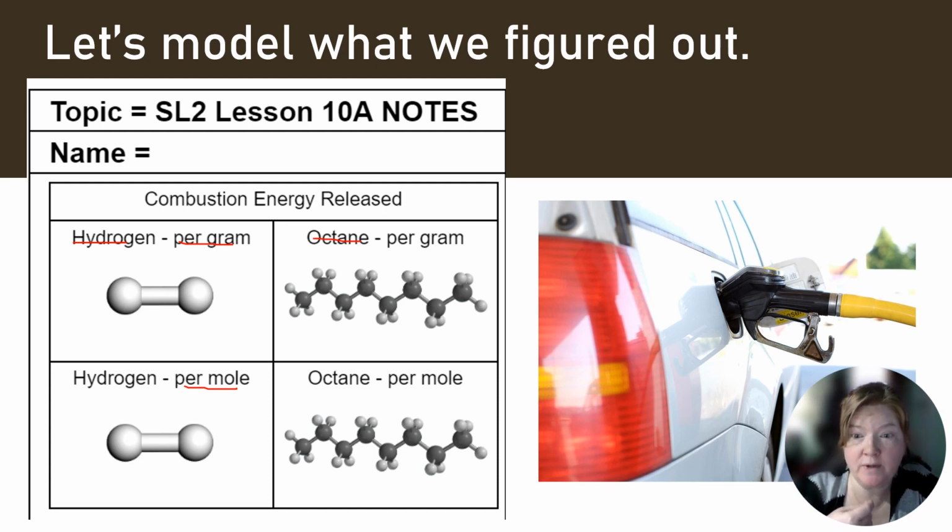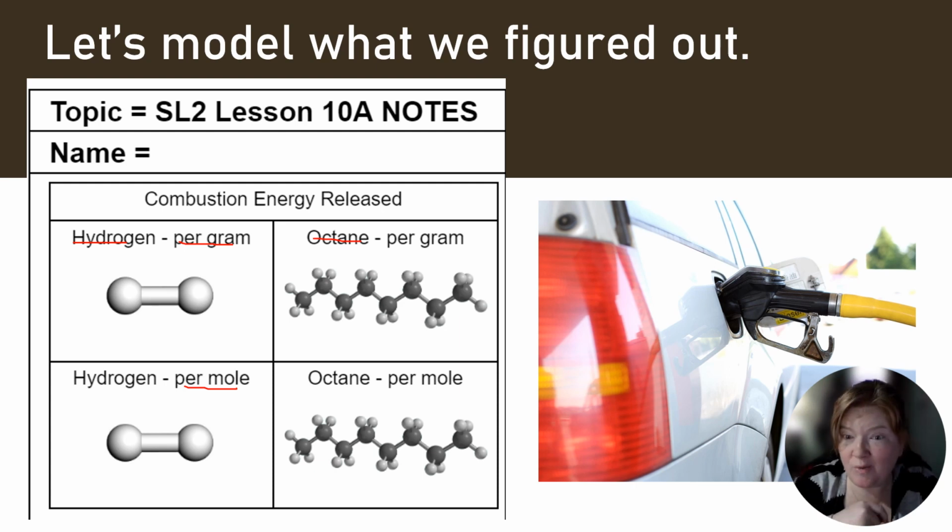Okay, well, first of all, was energy coming in or was energy going out? Yeah, it was combustion, so energy was going out. Yes, some energy had to come in to break bonds, but more energy was released, so it was exothermic. So the overall change is energy comes out. So let's just switch this color. All right, so for hydrogen and octane per gram and per mole, energy is going to be coming out.